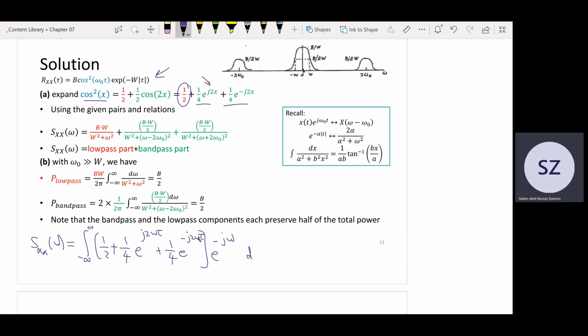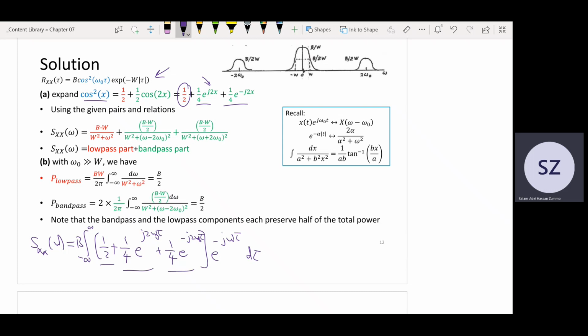Where's the B? Multiplied by B, yes. Thank you, there's a B. So now we have d tau. This is j omega. Now we have the Fourier transform of one half. What is the Fourier transform of a constant? Delta. Okay, so we have a delta. And what is the Fourier transform of e to the j 2 omega 0 tau? It's shifted by omega 0. Okay? So this is the first part, this is the second part, this is the third part.